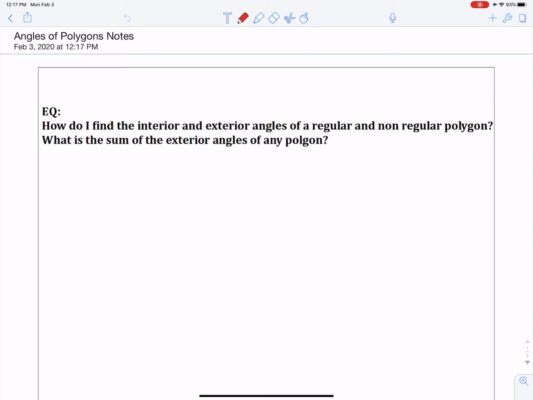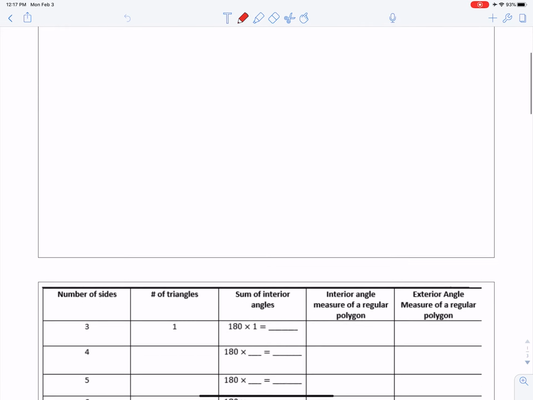Okay, today's video is about the angles of polygons. So we have two essential questions. How do I find the interior and exterior angles of a regular and non-regular polygon? And what is the sum of the exterior angles for any polygon?